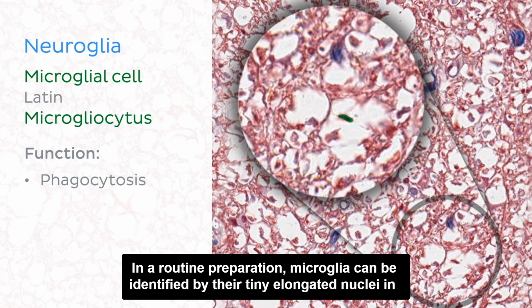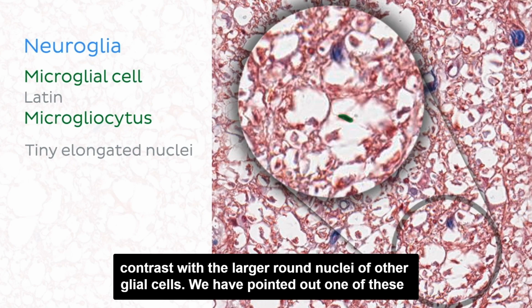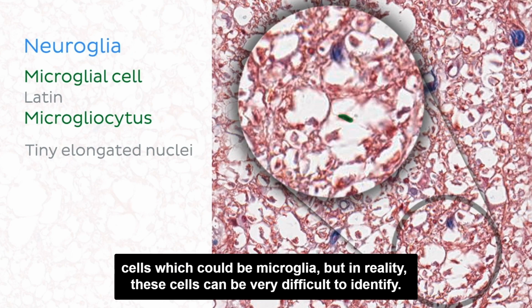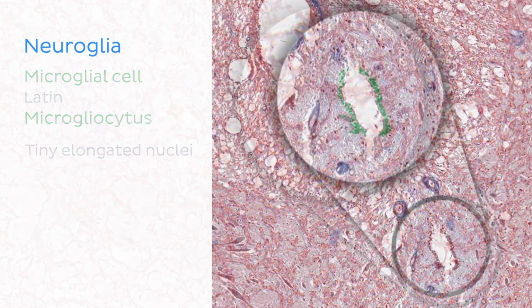In a routine preparation, microglia can be identified by their tiny, elongated nuclei in contrast with the larger, round nuclei of other glial cells. We have pointed out one of these cells, which could be microglia, but in reality, these cells can be very difficult to identify.